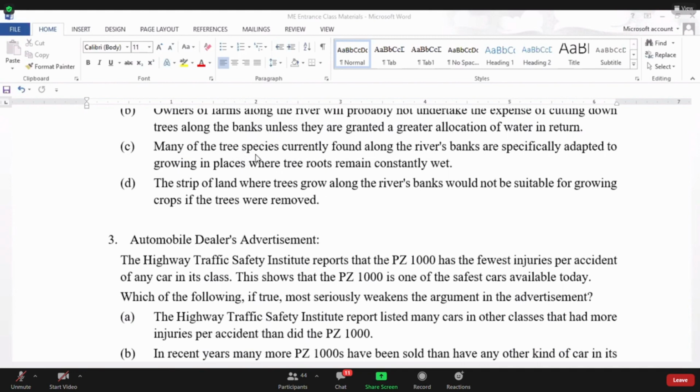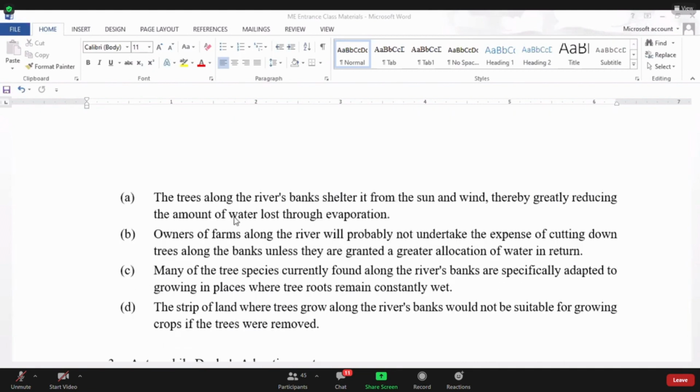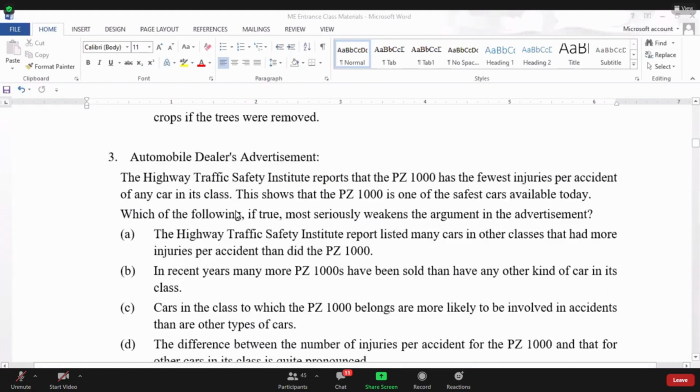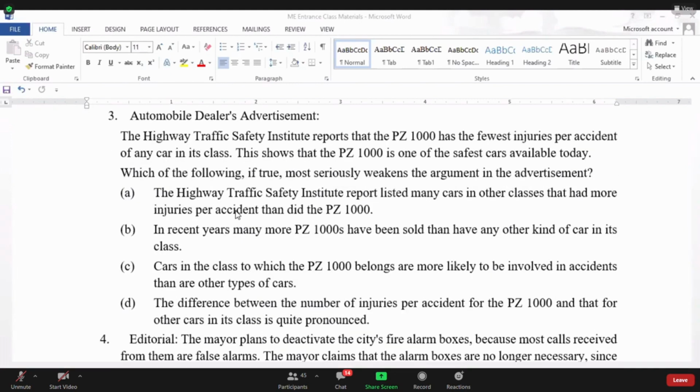Does it talk about the removal of the trees? We need this: for more water for crop irrigation, trees should not be removed. Is this point given in C? C is saying this. Okay, now you see this number 3 over here. Which one is the main idea here? You tell me.